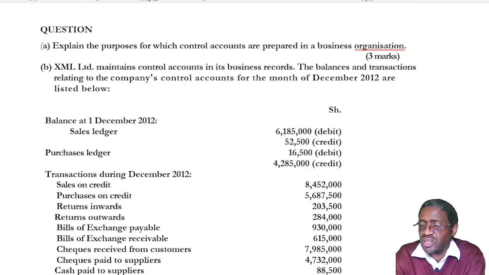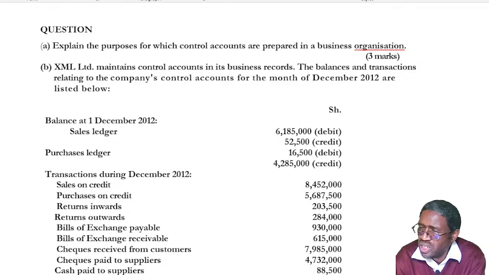So by the beginning of the month, it looks like this company has a policy to prepare the control accounts on a monthly basis. No problem. It could be on a yearly basis, it could be on a monthly basis. Sales ledger, I told you, is the same as debtors ledger. By the beginning, you can see 6,185,000 debit. At the same time, on the sales ledger, 52,500 credit.